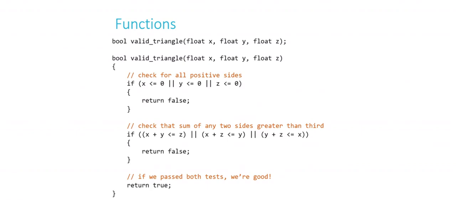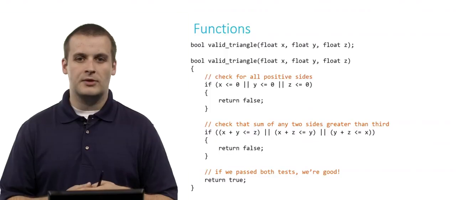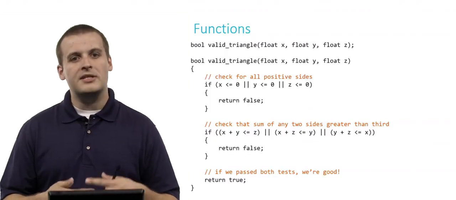Here's one implementation of valid triangle. It's not the only one. Yours might vary slightly. But this one does, in fact, have the behavior that we expect. We declare our function at the very top, bool valid triangle, float x, float y, float z. So again, this function takes three real numbers as its arguments, floating point value variables, and outputs a true or false value, which is a Boolean, recall. So that's why the return type is bool. Then we define the function.